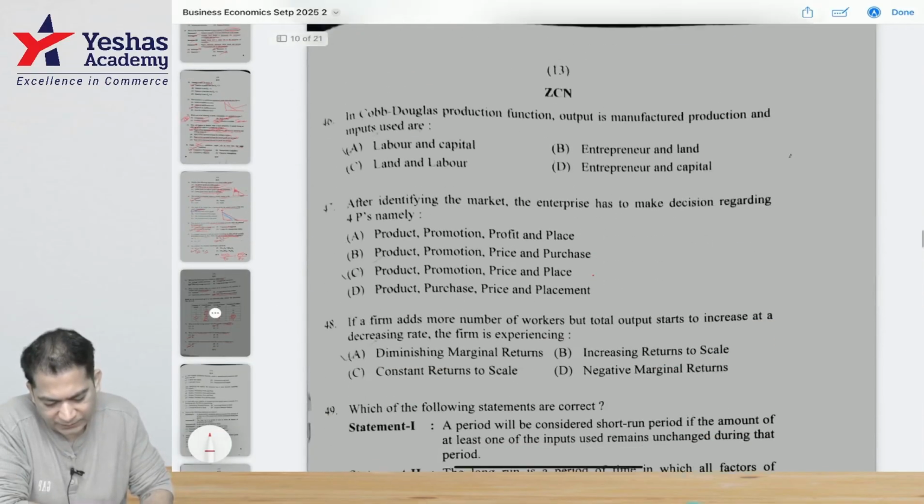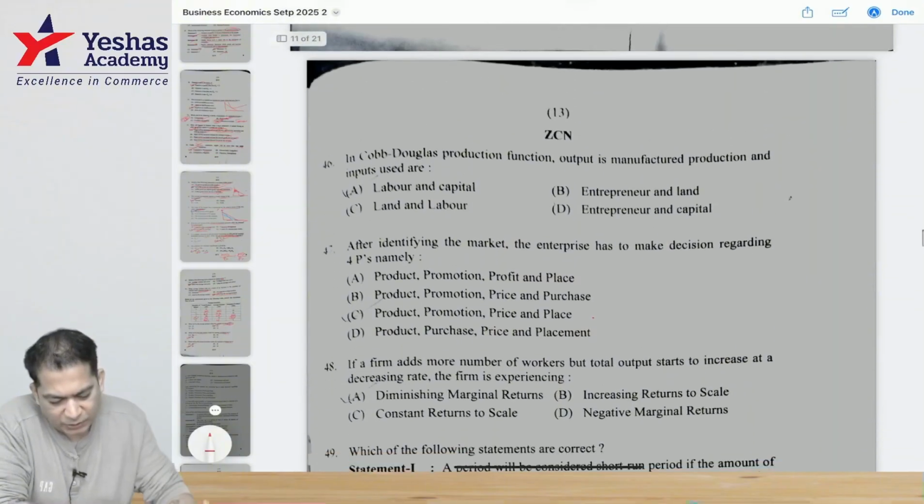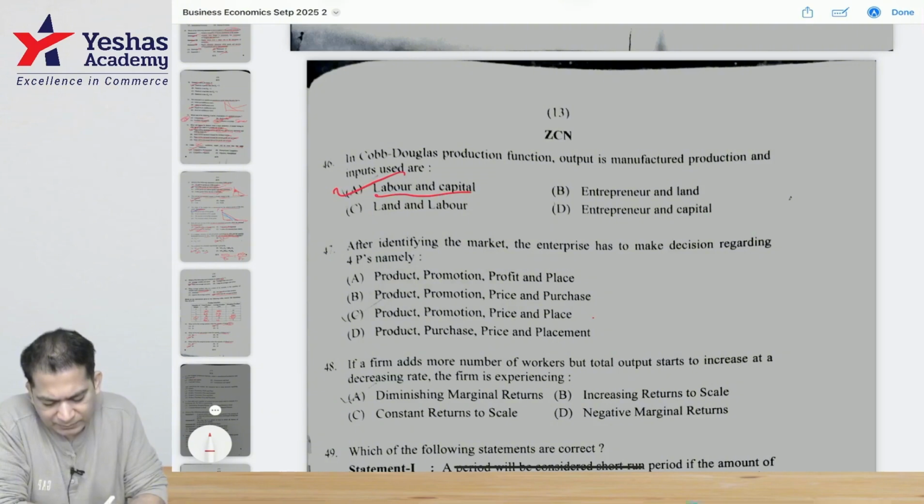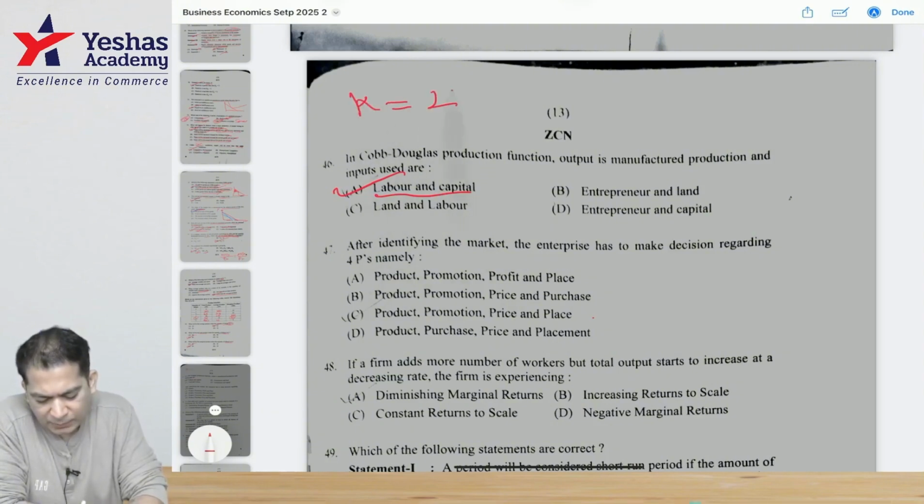Alright. I hope this helps. Cobb Douglas production function. Output is manufactured production, and inputs used are labor and capital. Remember the formula: Q equals L to the power A into C to the power 1 minus A.